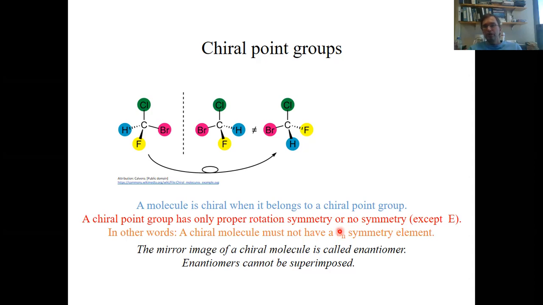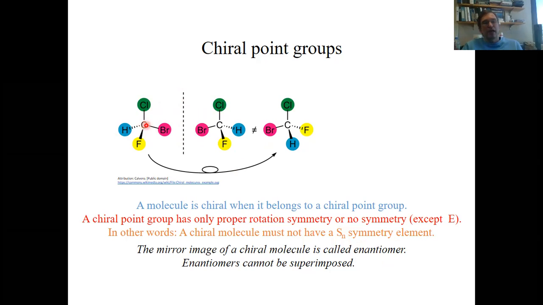Remember, rotation reflections or improper rotations include the mirror planes, because a mirror plane can be expressed as an S1, and they include inversions, because an S2 is the same as an inversion. Okay? So if the molecule has these properties, then the chiral molecule belongs to a chiral point group, and such a molecule must have a so-called enantiomer, which is its mirror image, whereby the two mirror images cannot be superimposed. So an example is here.